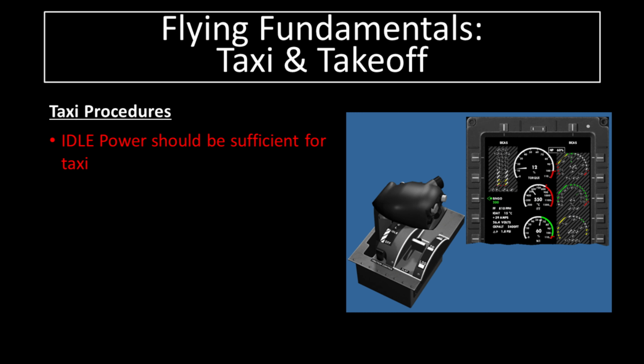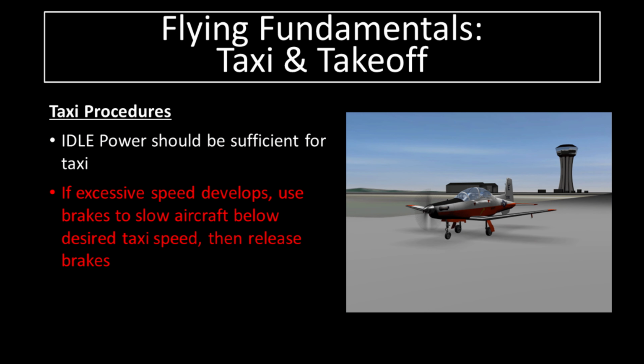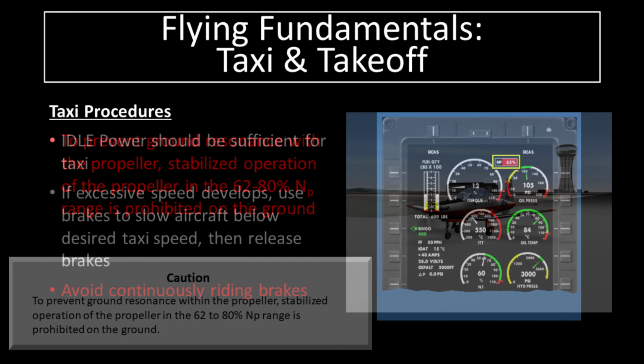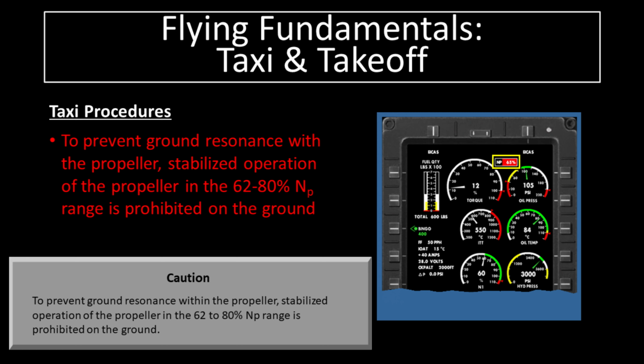Above idle power may be required to get the aircraft initially moving, but generally speaking, once the aircraft is moving, idle power is sufficient to sustain an appropriate taxi airspeed. Use your rudders to maintain directional control and brakes as required to slow the aircraft to a stop. Avoid riding the brakes during taxi to prevent unnecessary wear. NATOPS cautions against stabilized ground operation with the propeller at 62 to 80% NP.